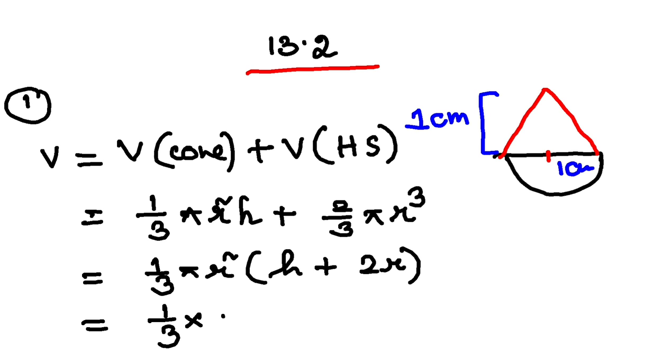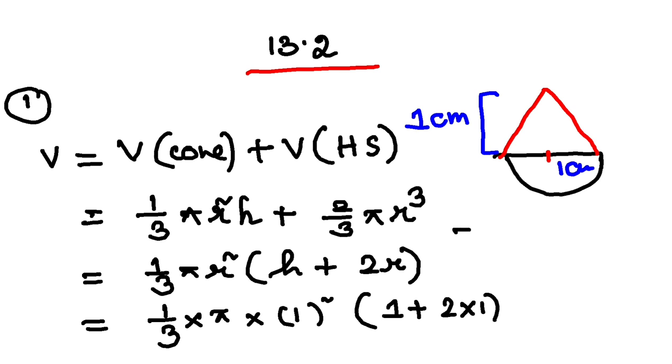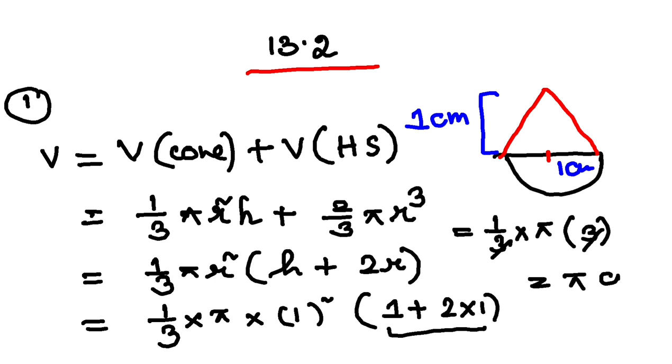So 1 by 3 into pi, radius is 1, so 1 square, my height is also 1, height of the cone is 1, plus 2 into radius is again 1. So this will give us finally 1 by 3 into pi, 1 square, 1, so I am not going to write that. Inside this one, if you calculate, this will be 3, so 3 and 3 will be cancelled. Final answer will be pi centimeter cube. I am finding volume, so centimeter cube. Very easy. So this is question number 1.